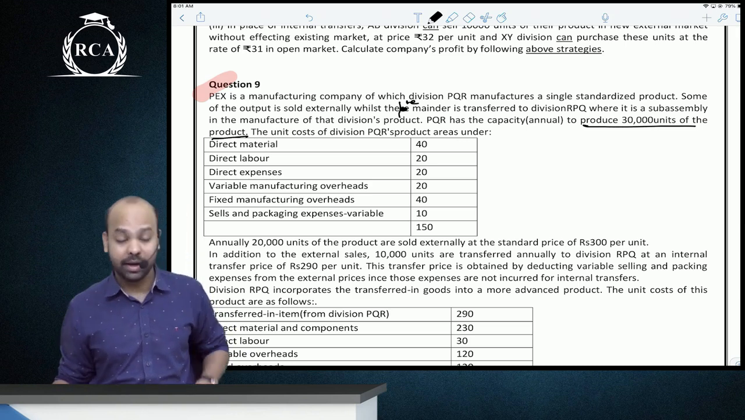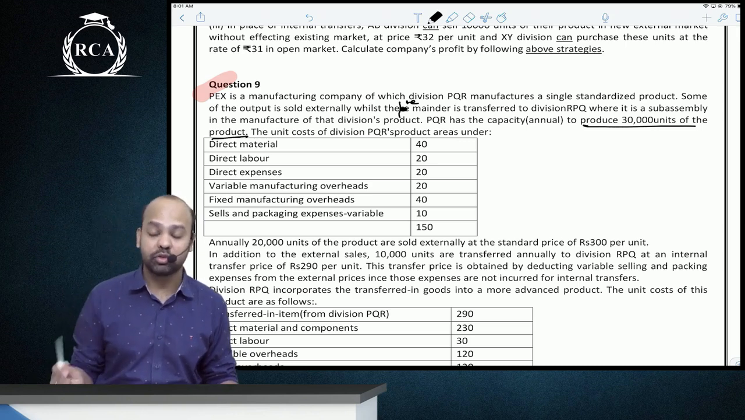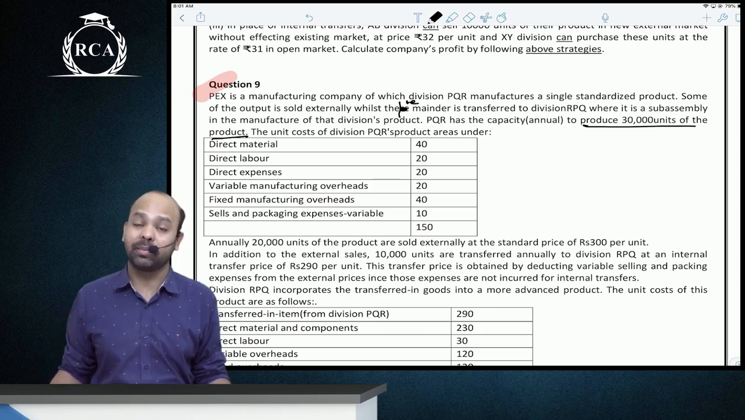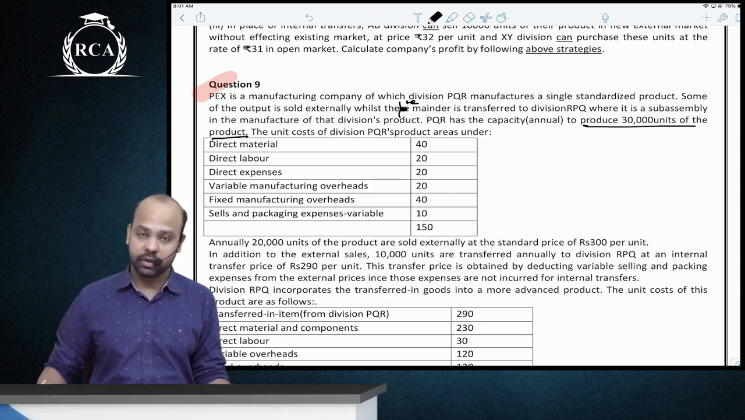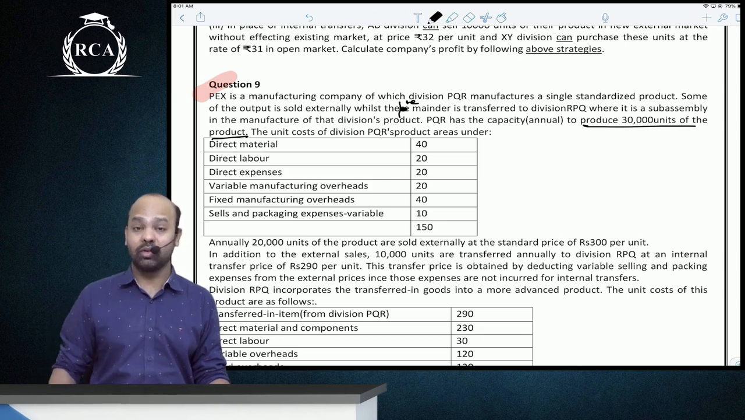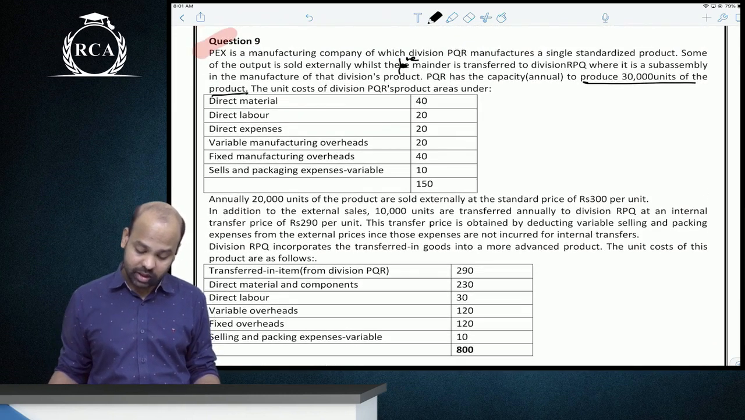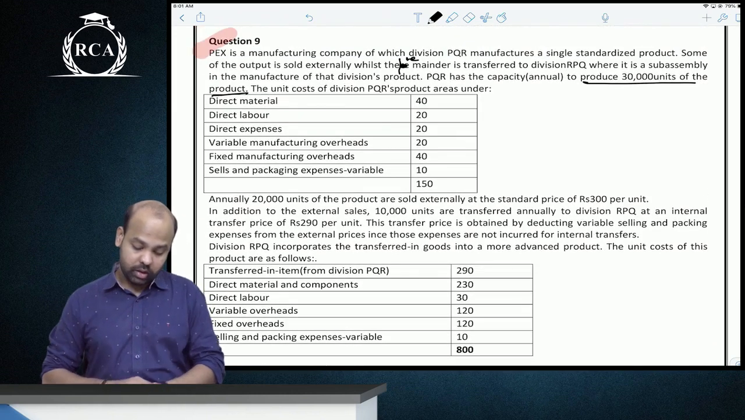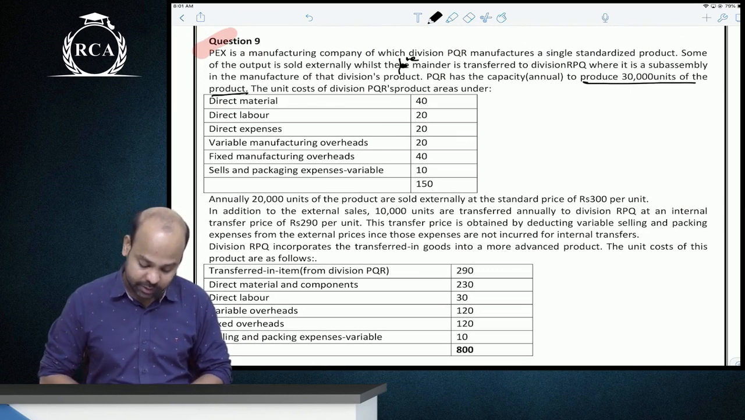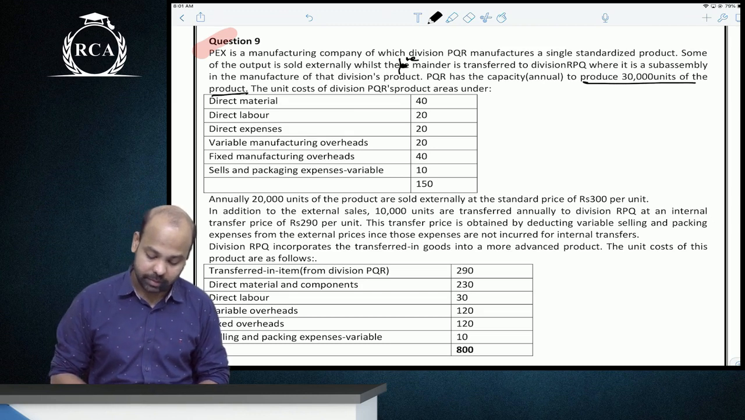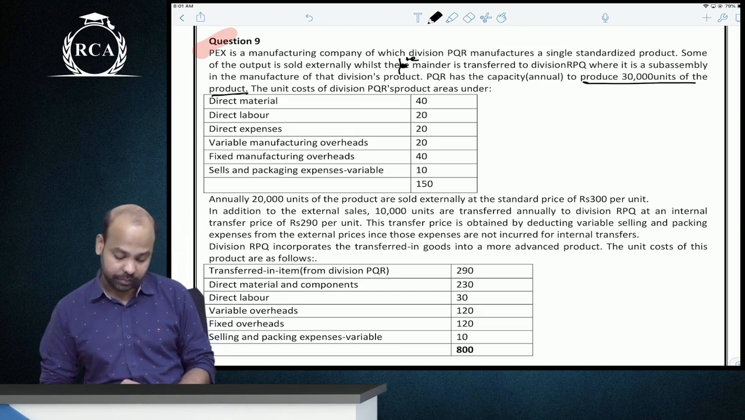Problem solved. It is made very, very clear. This was not specified in the previous question. Here it is clearly specified that the capacity is restricted to 30,000 units. The capacity of division PQR as well is restricted to 30,000 units. The unit cost of PQR's product are as under: direct material, direct labor, direct expenses, variable manufacturing overheads, fixed manufacturing overheads, selling and packaging expenses variable.